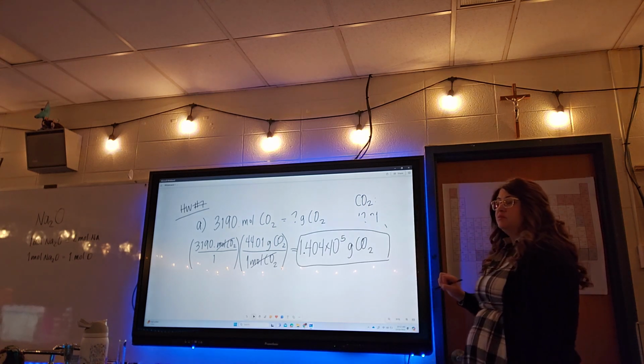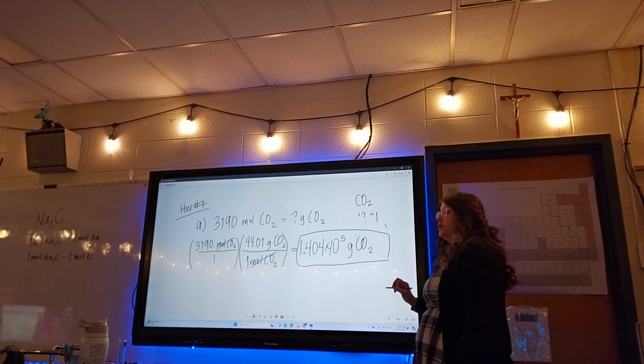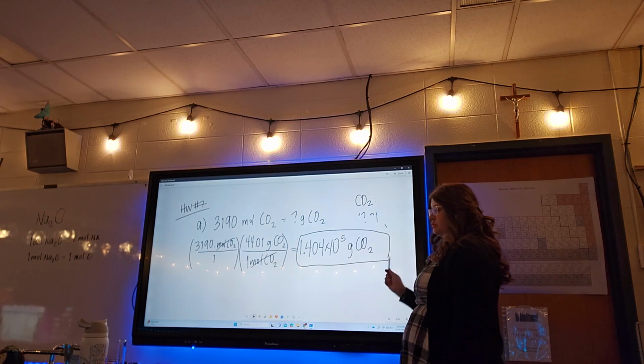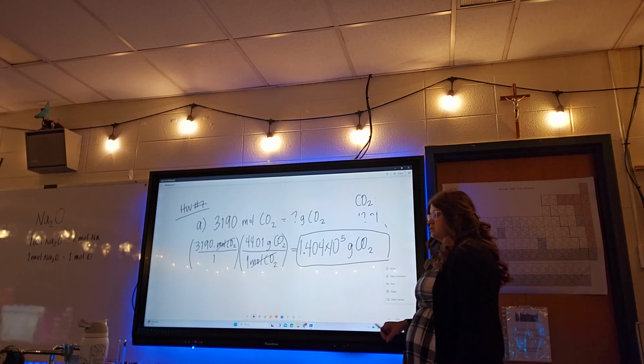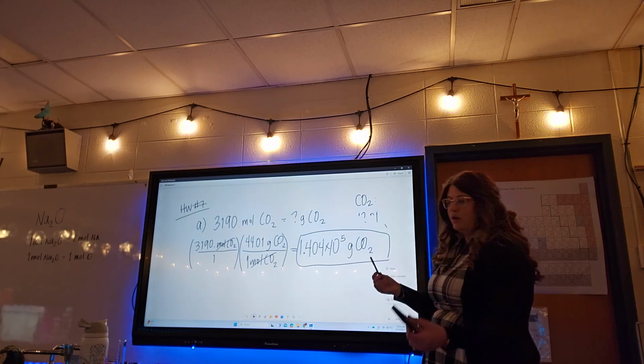Okay, this is one of the most important things for you to have learned in this class: converting from grams to moles and moles to grams. One of the most important things. If you plan on taking AP Chem next year, this is something that you're just going to need to inherently know how to do.